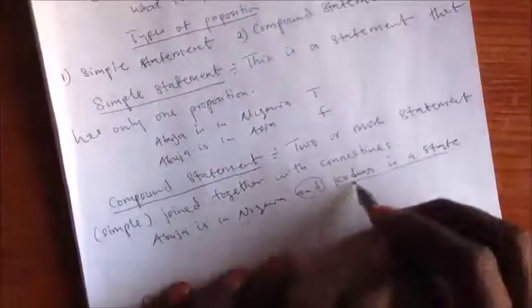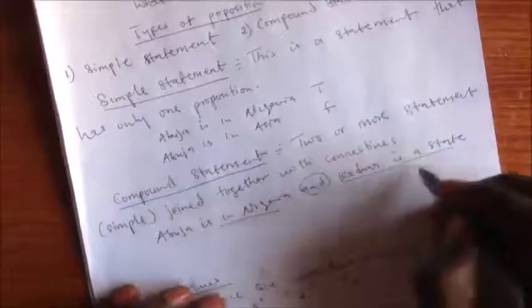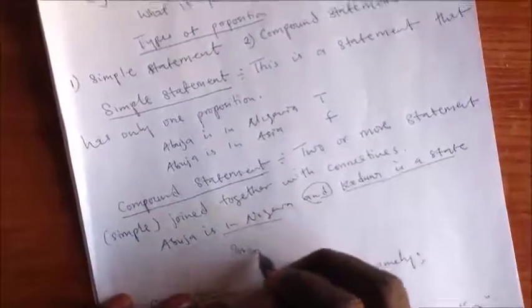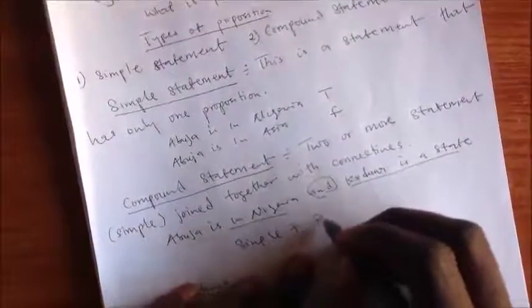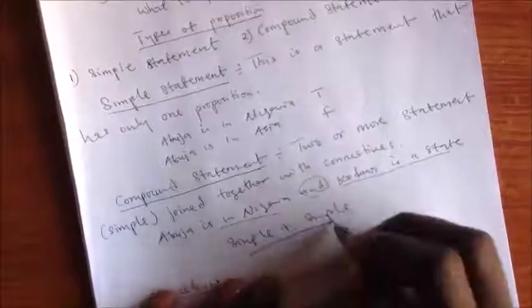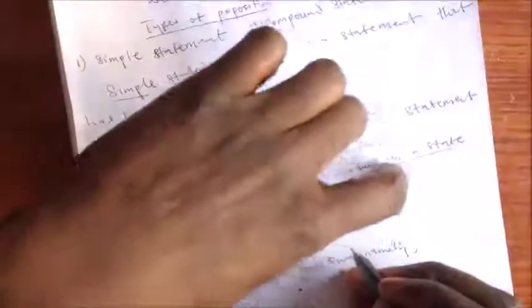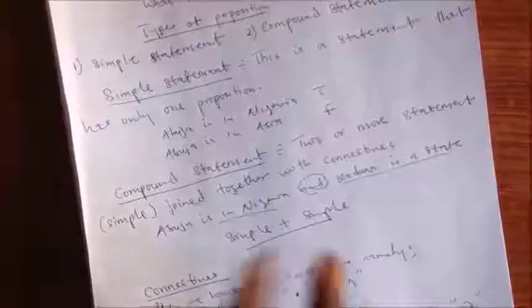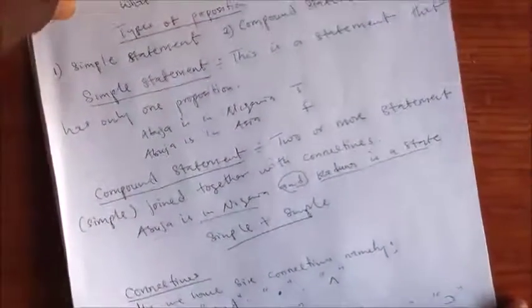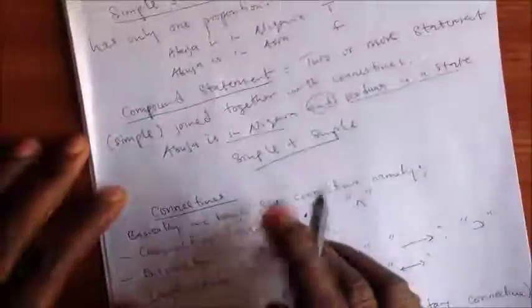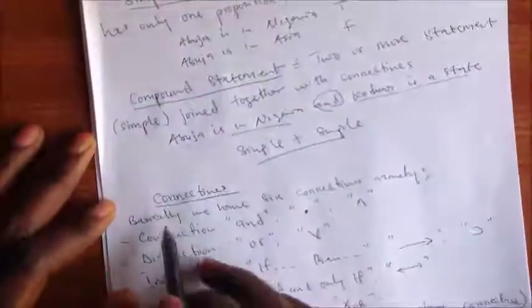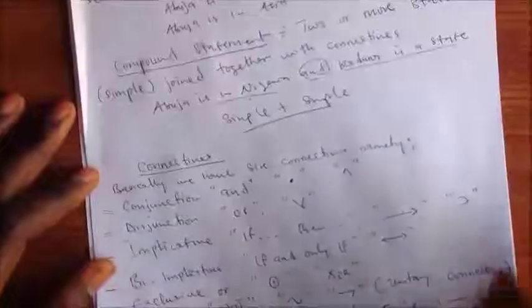This is a simple statement, and this is a simple statement. Meaning a simple statement plus another simple statement leads to a compound statement. So when we talk about a compound statement, we mean that when 2 simple statements come together using connectives, that's when it appears as a compound statement. Then we are talking about connectives. Now, what are those connectives?